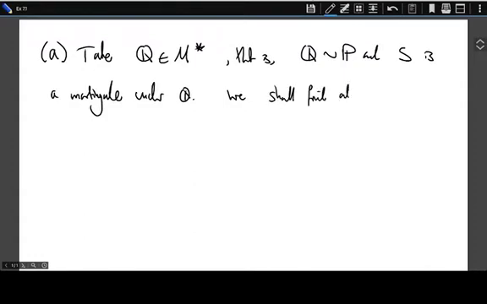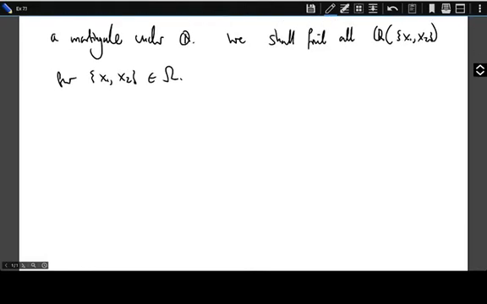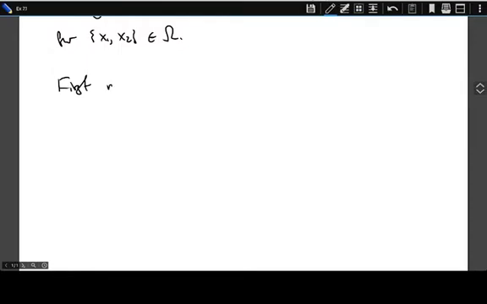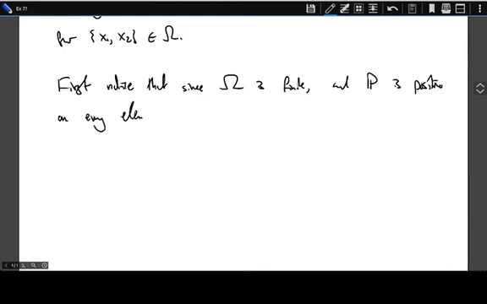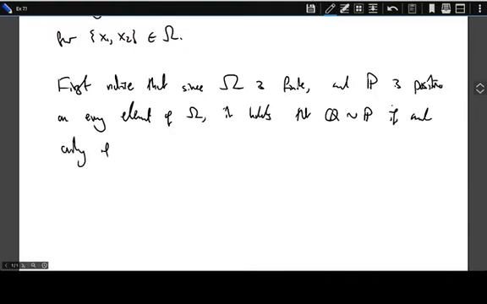We shall find all Q of x1, x2 for the pair x1, x2 in omega. First, notice that since omega is finite and P is positive on every element of omega, it holds that Q and P are equivalent if and only if Q of the pair x1, x2 is positive for every pair x1, x2 in omega.